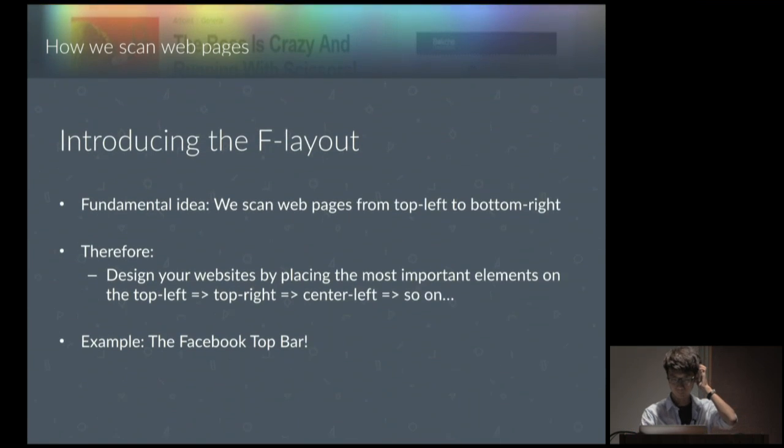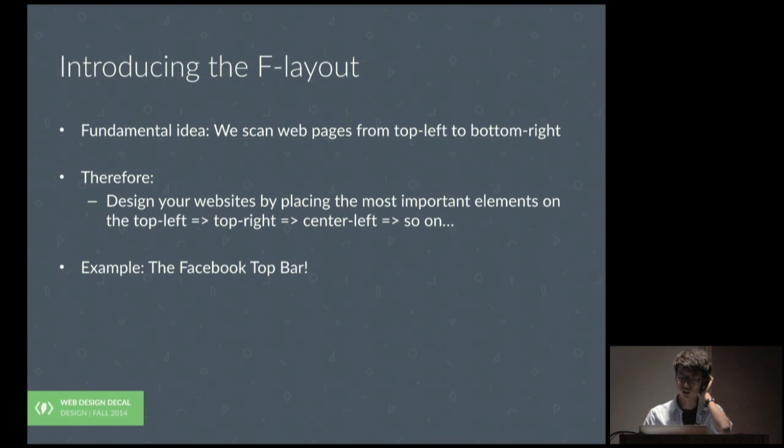Because we read our books from top left to bottom right, it is important to place the most important element on the top left. So based on that psychology, we have this thing called the F-style layout. Again, the fundamental idea is that we scan web pages from top left to bottom right. Therefore, you should design your websites by putting the most important element on the top left, top right, and then the middle left, middle right, bottom left, and bottom right.